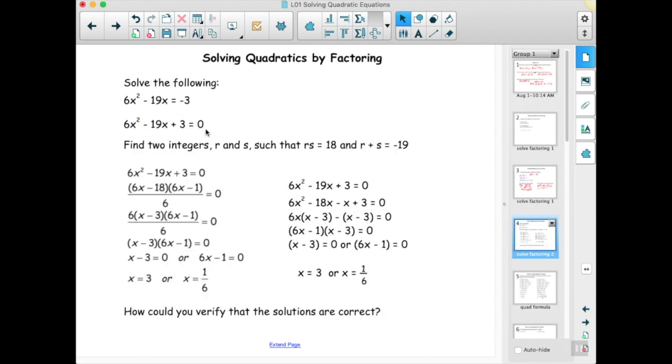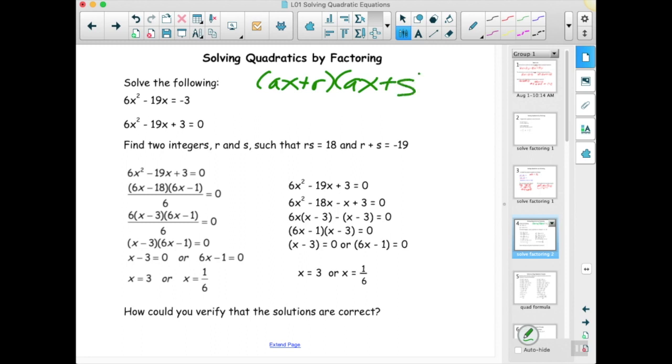So now that it is equal to 0, I'm trying to find 2 integers that multiply to give 6 times 3, which is 18, and they add to give negative 19. Now I'm going to remind you that I showed you before we went off on March break that once you find your 2 numbers, you could go straight to factored form by writing (ax plus r) times (ax plus s), all over a. And I proved why you could do that. If you don't remember how, contact me, and I will send you a link to that.